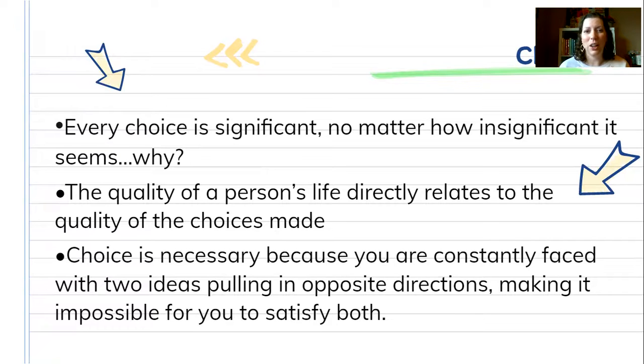Choices are necessary. You're constantly faced with two things, sometimes pulling you in opposite directions, and it's really hard to satisfy both. Like, you want to eat healthy, and yet you're in the store after school and you're hungry, and you may buy something that you wouldn't have bought if you felt full and you weren't stressed. So that urge to eat healthy is pulling against the urge to consume more sugar and eat something really tasty, and they're pulling you in opposite directions.